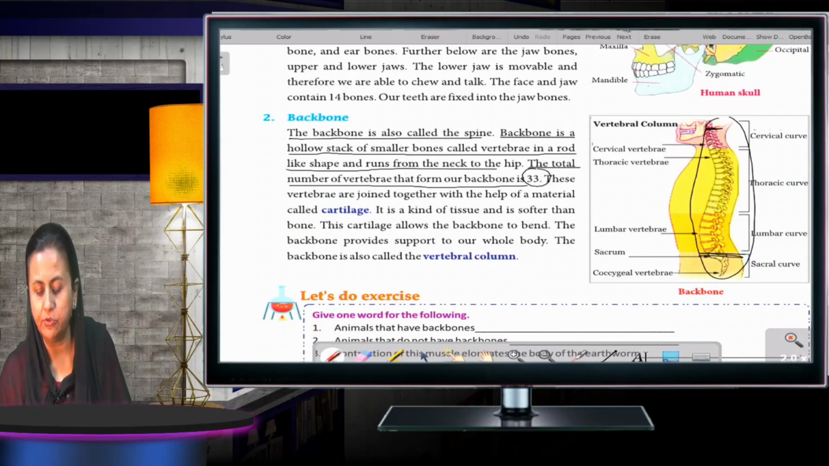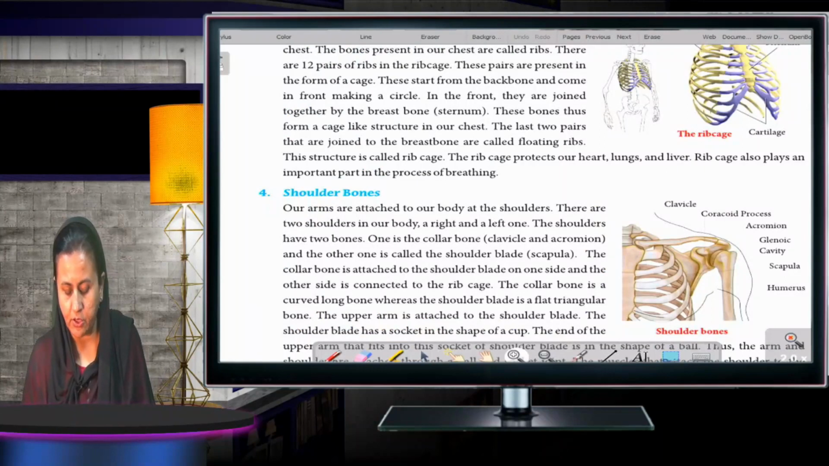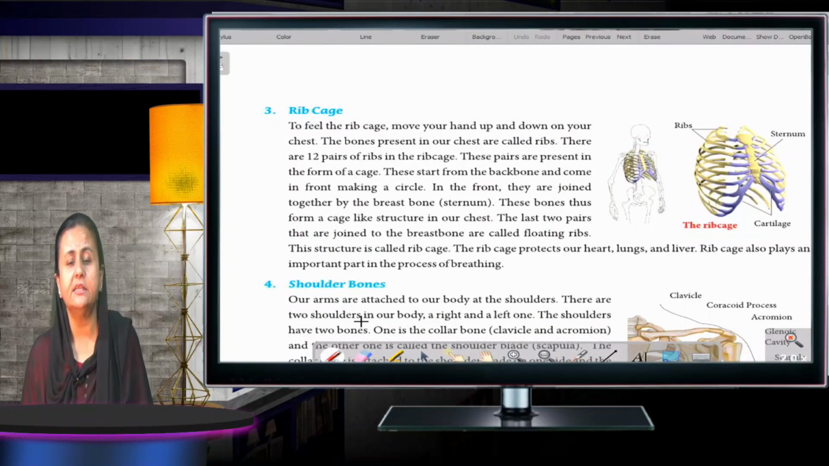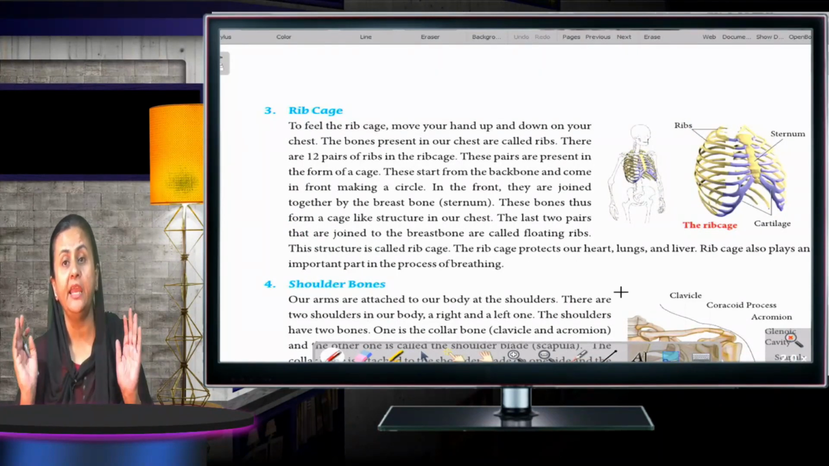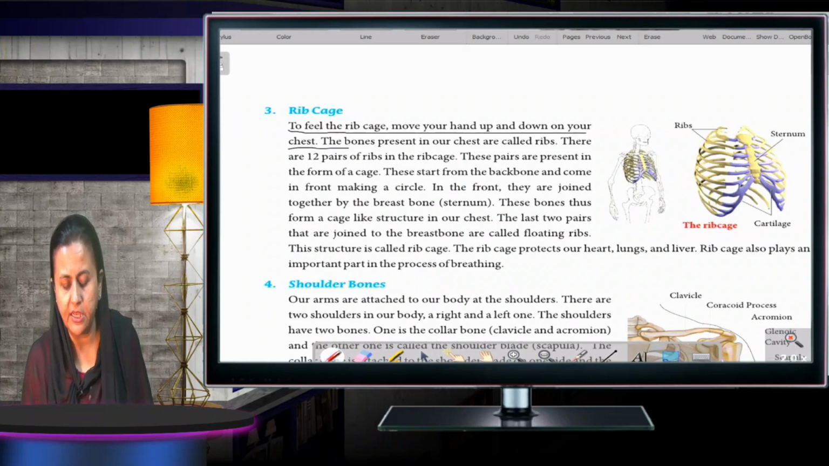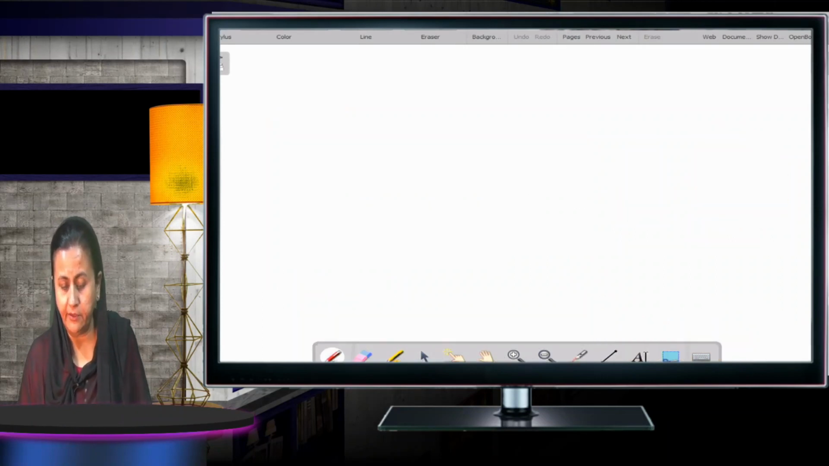Now moving to the next one, the rib cage. You can see on your screens also. As the name suggests, it is forming a cage. To feel the rib cage, move your hand up and down on your chest. The bones present in the chest are called ribs. There are 12 pairs of ribs in the rib cage. These pairs are present in the form of a cage.